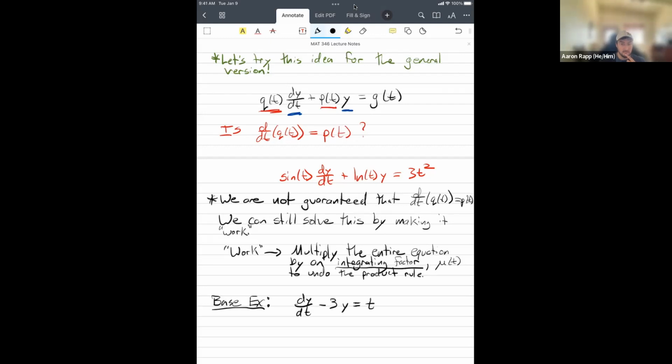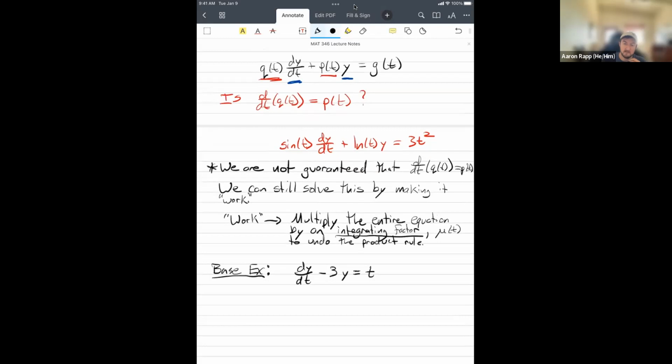So then what I want to do is multiply everything in this equation by that integrating factor mu. I don't know what it is. I'm just saying, okay, let's say it exists, multiply, and then see if I can flesh out the details a little bit later on.